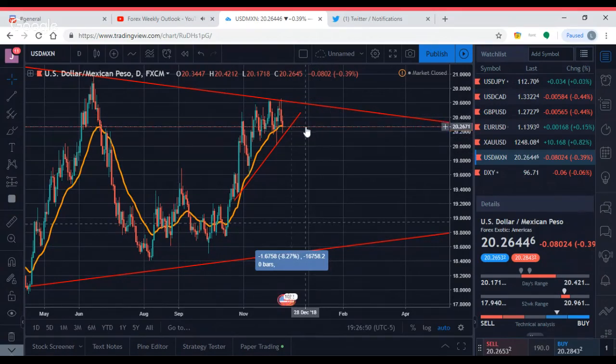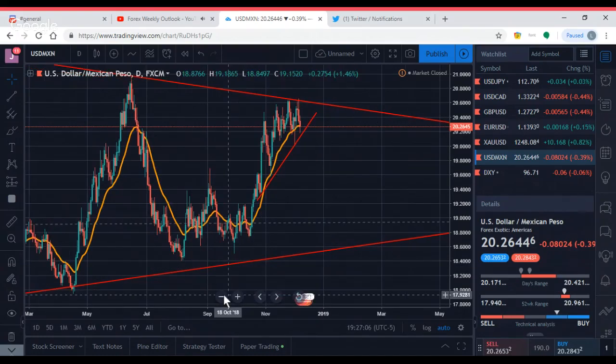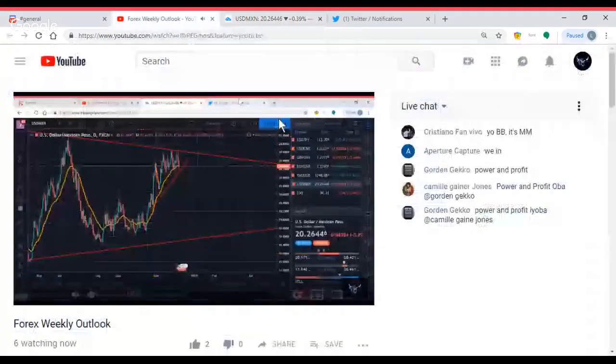So on the one lot position, that's almost 17,000 off of a $1,000 trade. These exotics are basically like the penny stocks of the Forex world. That's how I look at them.